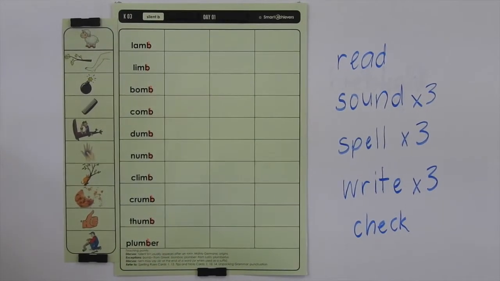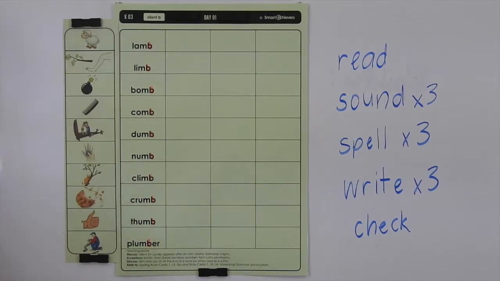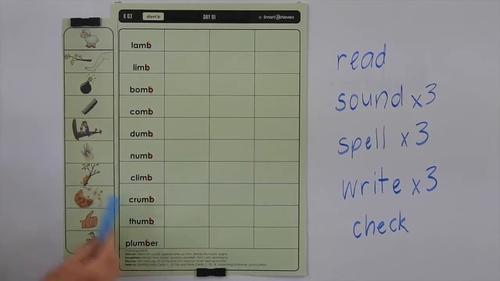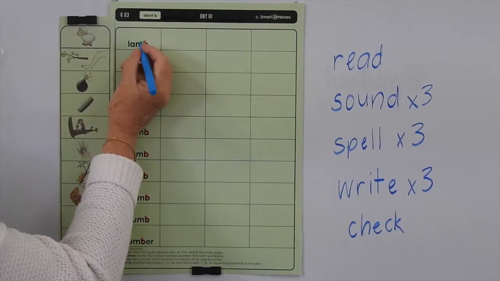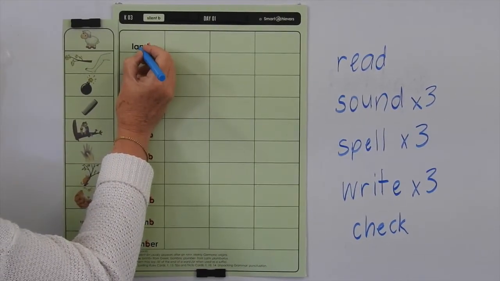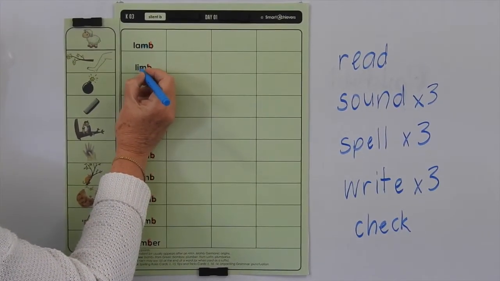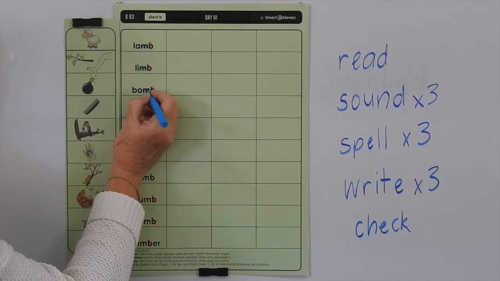So go back and you'll probably have noticed that the letter before the silent B in all of these words is an M. So let's highlight that in a different colour.